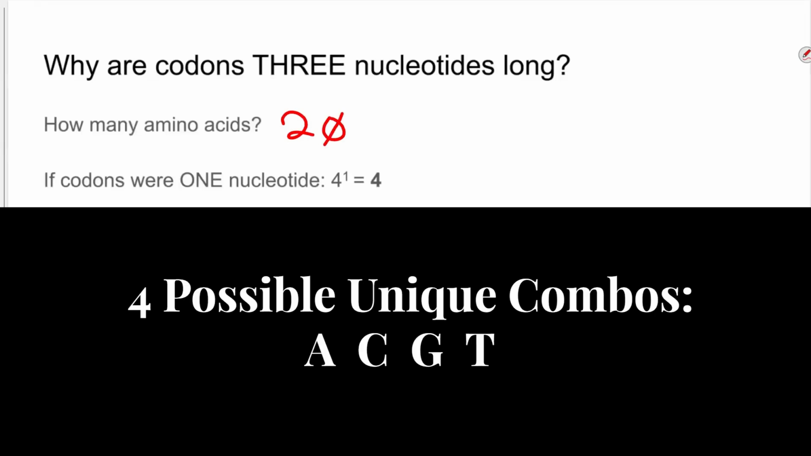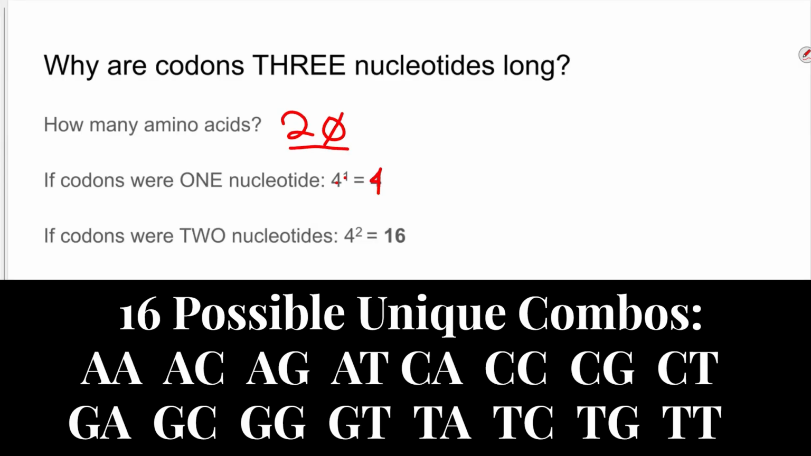If we had codons that were only 1 nucleotide long, we have 4 nucleotides, we have 1 place. That means we have 4 to the first power. That gives us 4 unique kinds of amino acids, which is not enough. If codons were 2 nucleotides long, the number of possible combinations is 4 for our A's, C's, G's, and T's, and there's 2 spots, so that's 4 times 4 equals 16. That's still not enough.